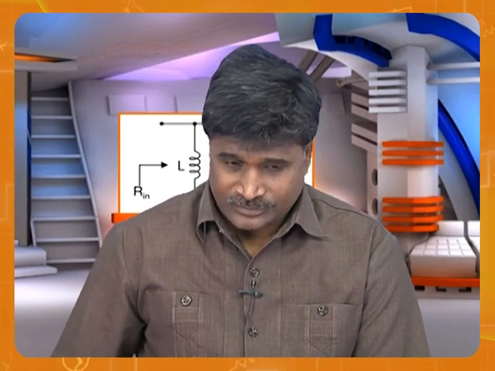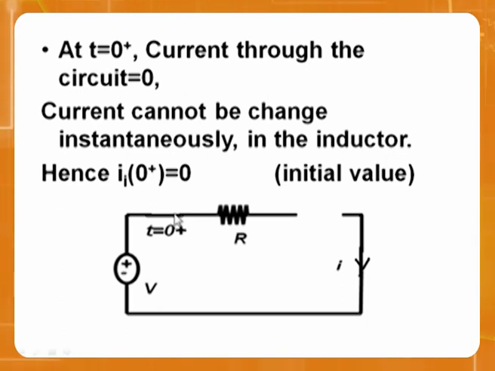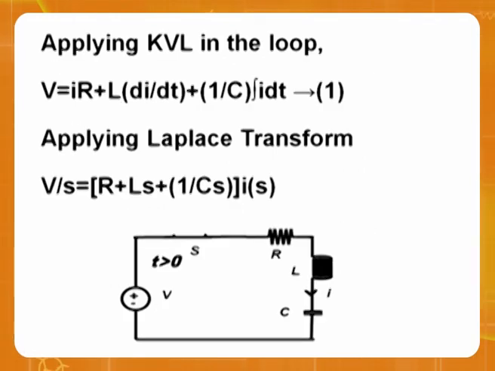Right? Now, at 0 plus, what will happen? The switch is closed. The inductor cannot change its value and the capacitor cannot change. The inductor cannot change current, that means 0 current, open circuit. The capacitor cannot change voltage, that means 0 voltage, and it is acting as a short. Now, if I take t greater than 0, everybody will come.